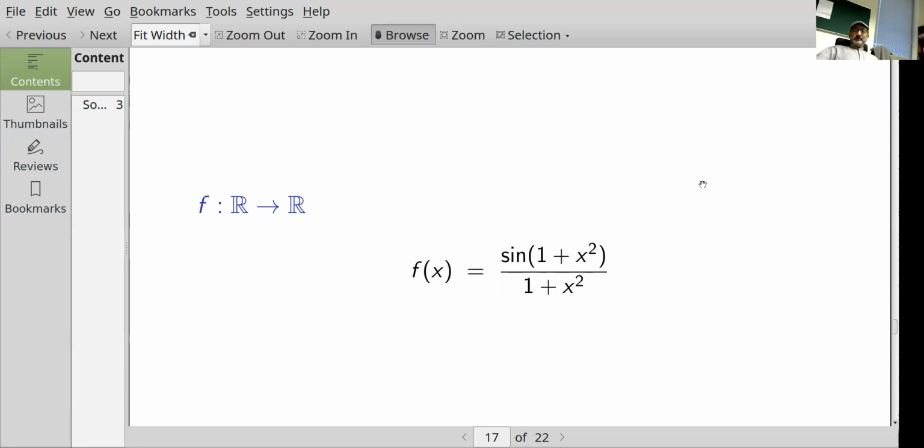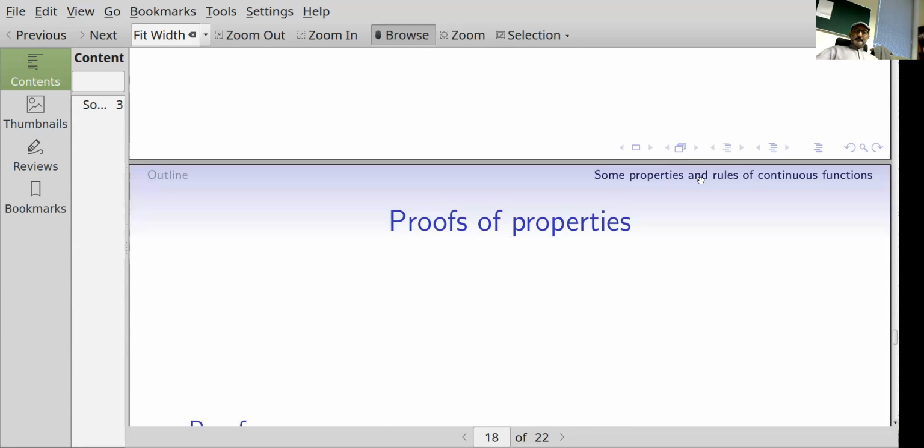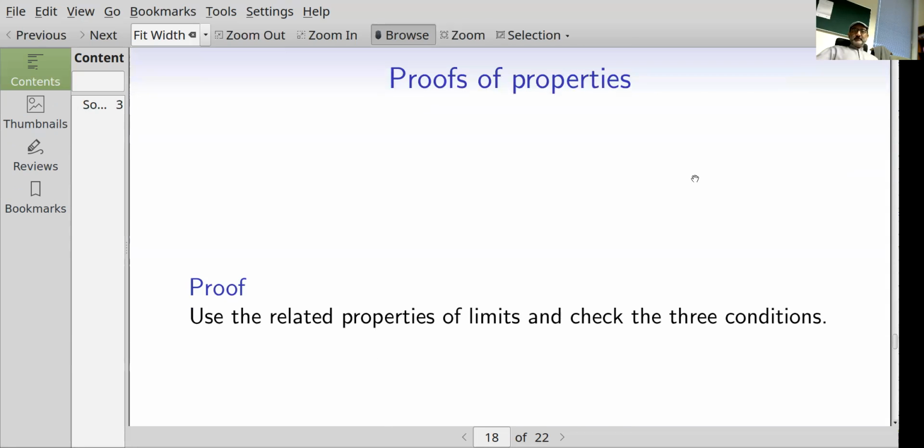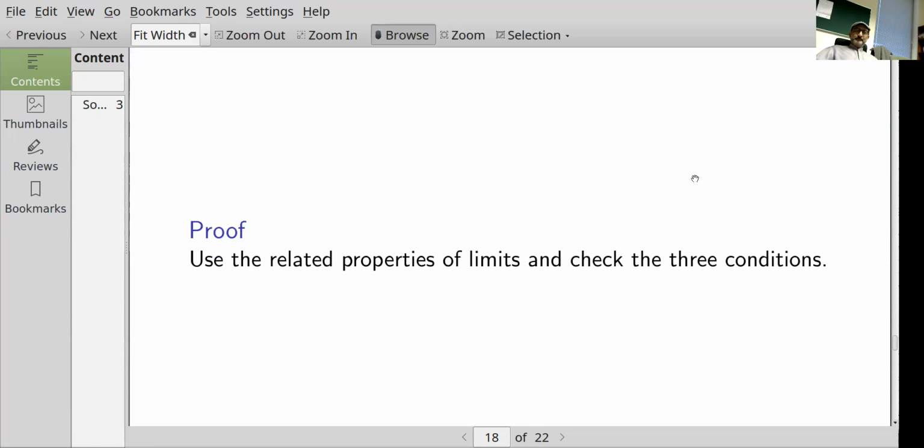Now, 1 plus x squared is continuous everywhere, so we have the quotient of a function which is continuous everywhere divided by a function which is continuous everywhere. So this function, f, is continuous everywhere. Now, how would you prove these properties? Well, what you do is use the related properties of limits and check the three definitions.